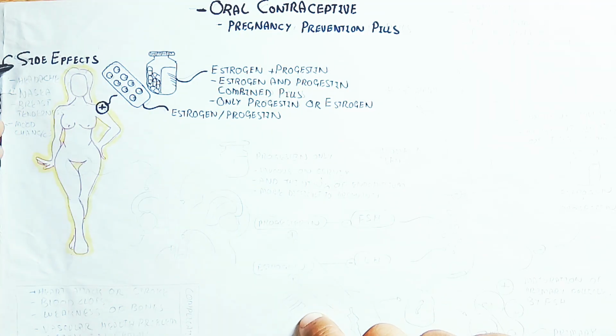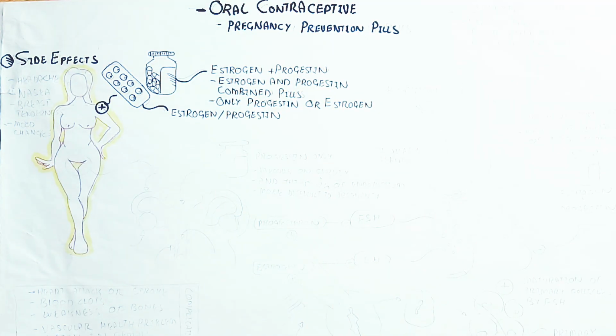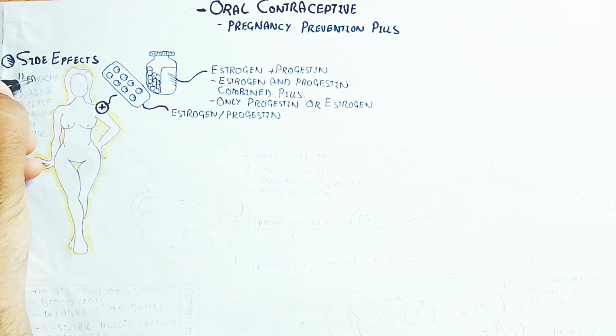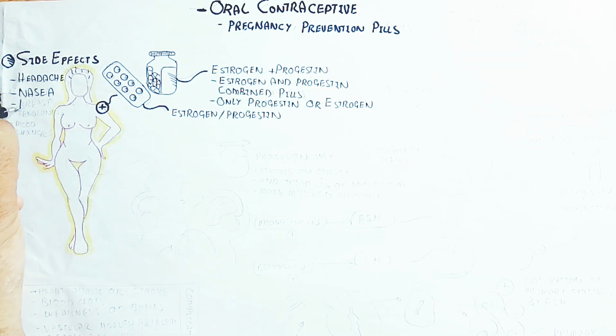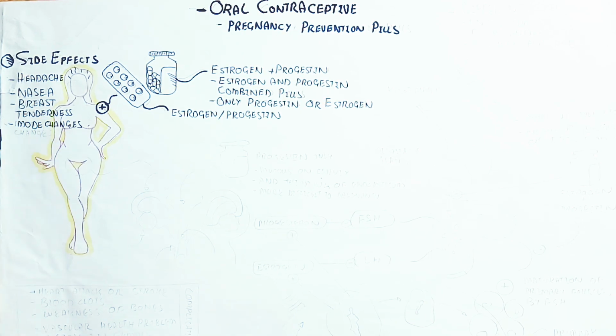Side effects can be headache, nausea, breast tenderness, and mood change or mood swings. A lot of other complications can occur due to chronic use of the oral contraceptive, the pregnancy prevention pills.